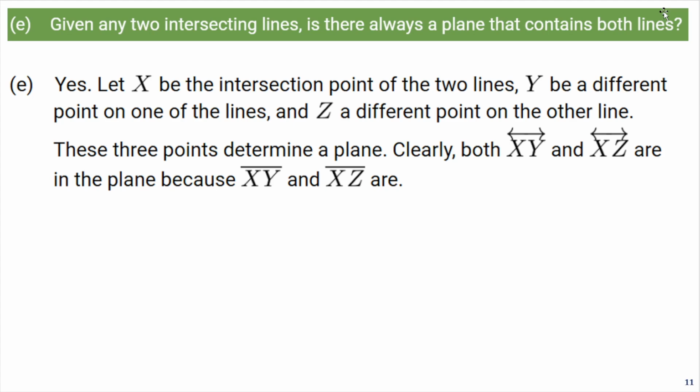Given any two intersecting lines, is there always a plane that contains both lines? The answer is yes. For example, let x be the intersection point of the two lines, y be a different point on one of the lines, and z a different point on the other line. These 3 points determine a plane. Clearly, both line xy and line xz are in the plane because xy and xz are.